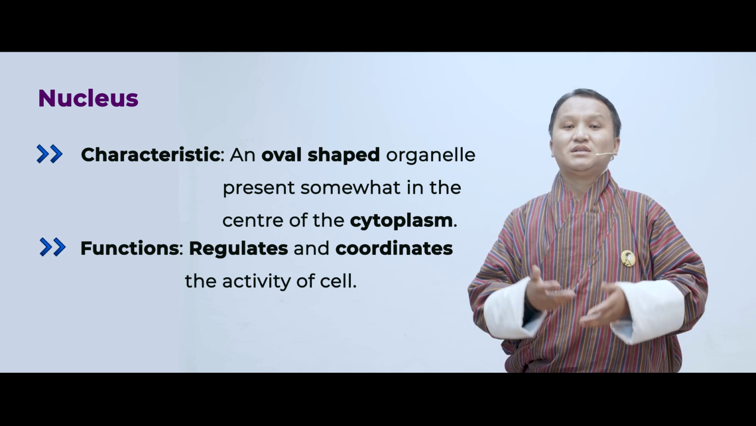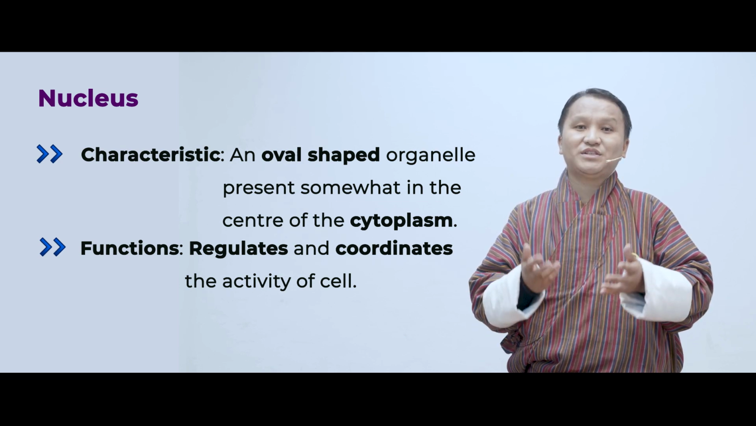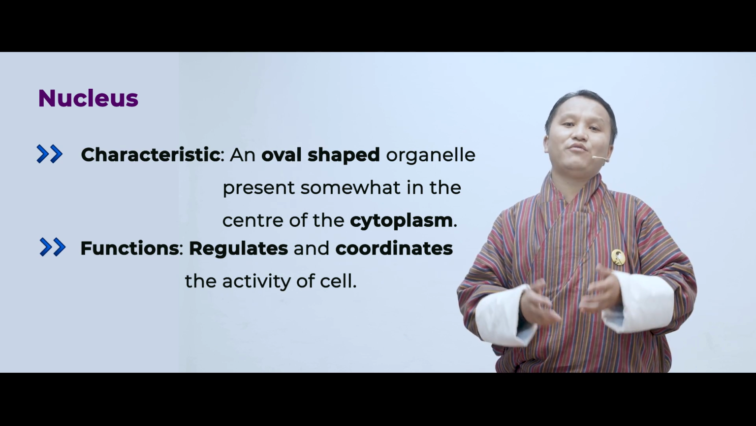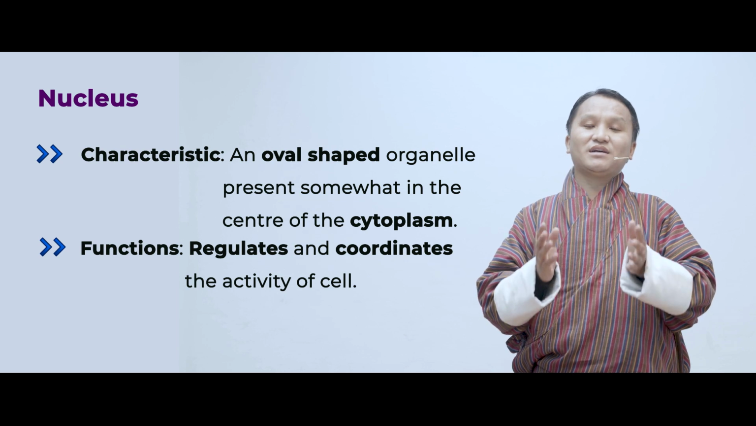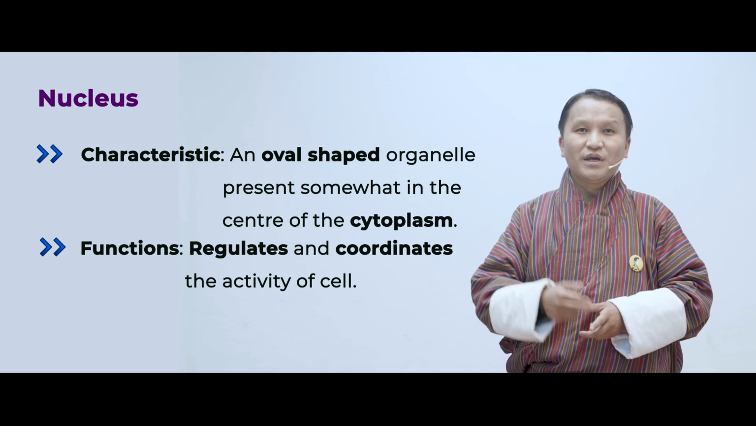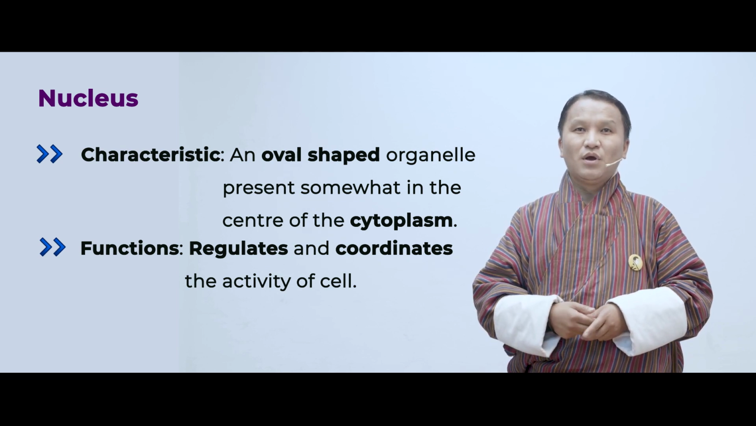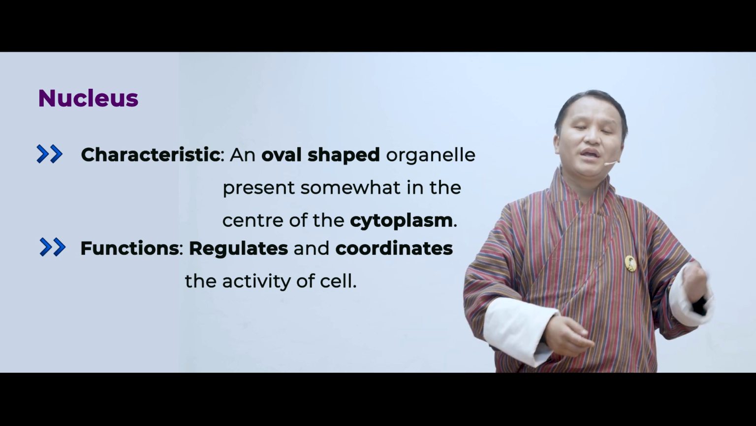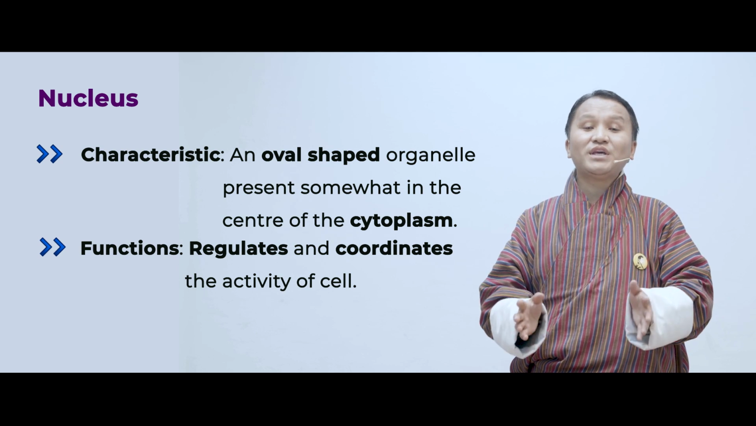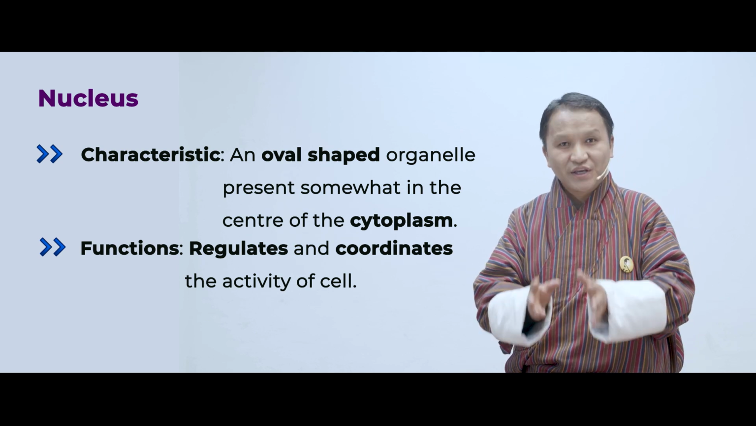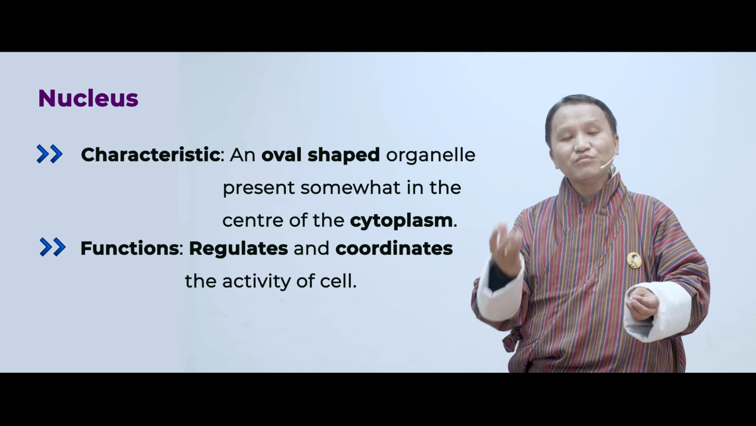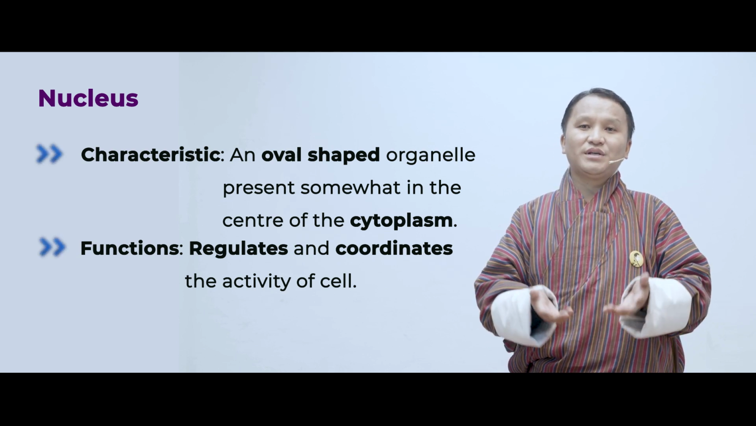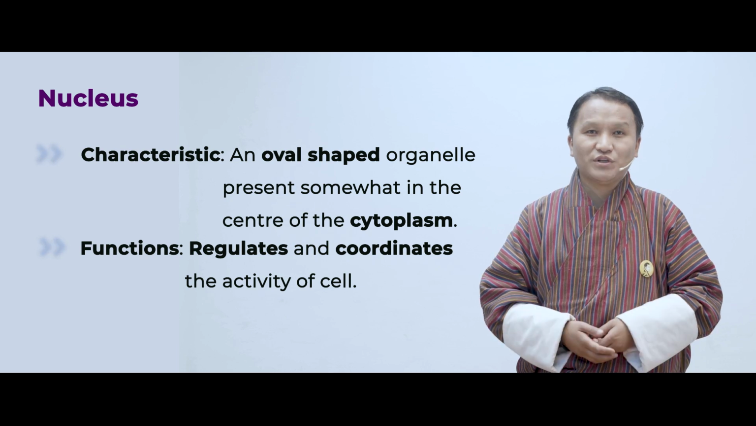But what does nucleus do? Why is it important? Of all the cell organelles, nucleus plays a very important role in the survival of the cell. It has two functions. One, it helps in regulation, and another one, it helps in coordination of the activity of the cell. Therefore, if you happen to remove the nucleus, the cell will die. In that way, the nucleus is very important.